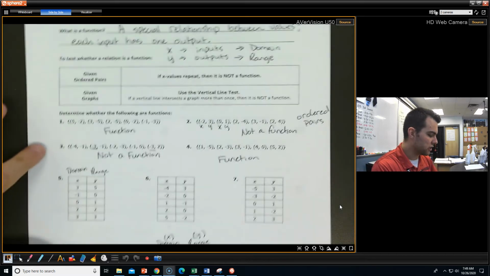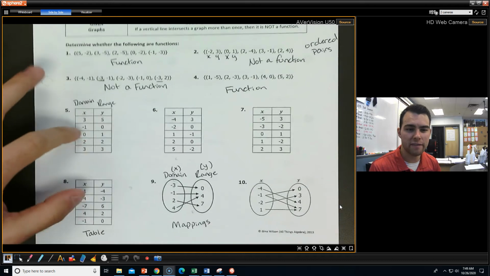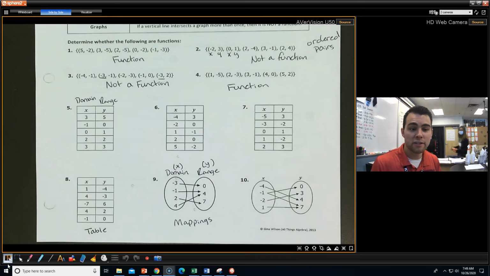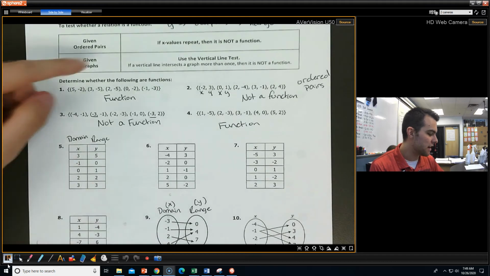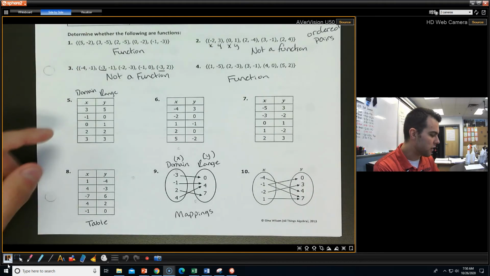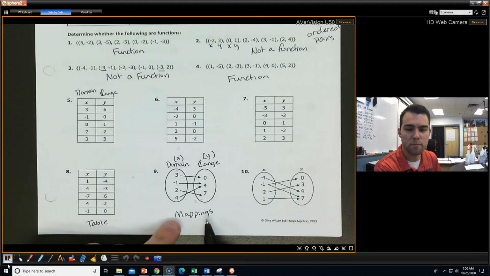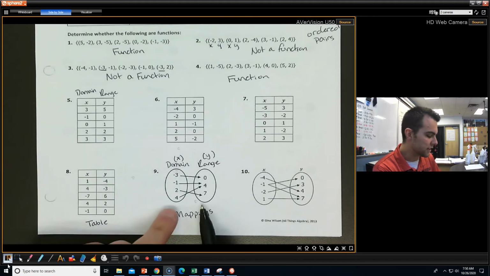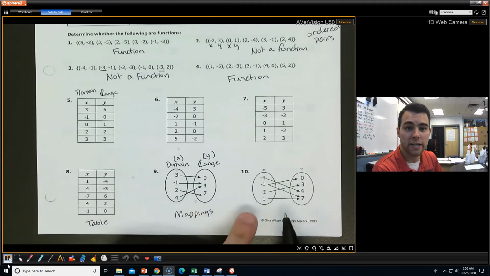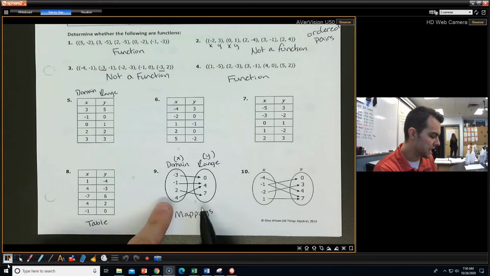And look, we can actually do it with the tables, but we're going to save the tables, 5, 6, 7, 8, for later. We're going to save them towards the end because I actually want to graph those and I want to use this vertical line test right here, okay? But you also might see functions when it comes to mappings. So we want to take a look at these guys first. Again, we're going to do number 9 together, and I want you guys to try number 10 on your own a little bit. So again, number 9, are the x values repeating?